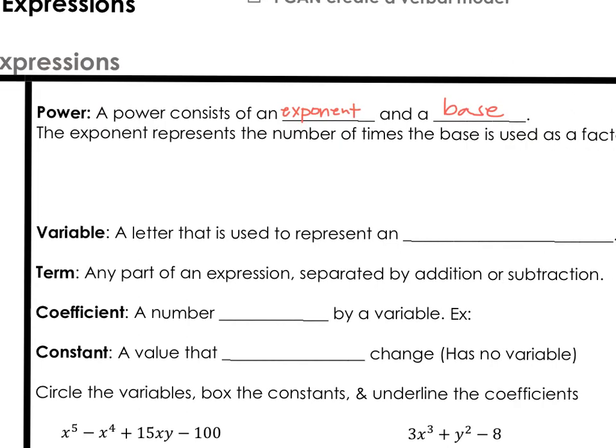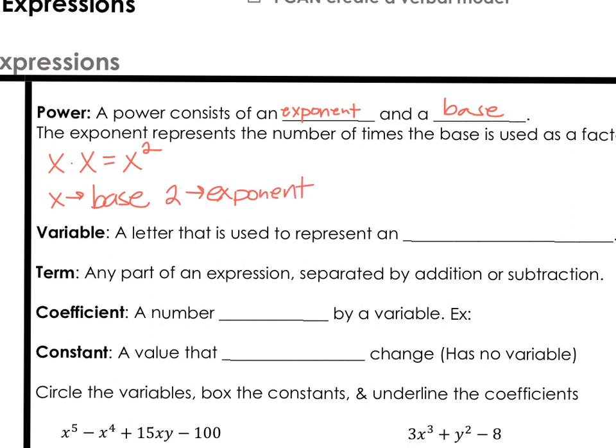Here's more terminology on the right. The definition for power. A power consists of an exponent and a base. The exponent represents the number of times the base is used as a factor. For example, we talked about this on our review worksheet. If we have x times x, that equals x squared. For our terminology, x represents the base. That's an arrow. The 2 is the exponent. So we're raising it to a power of 2.